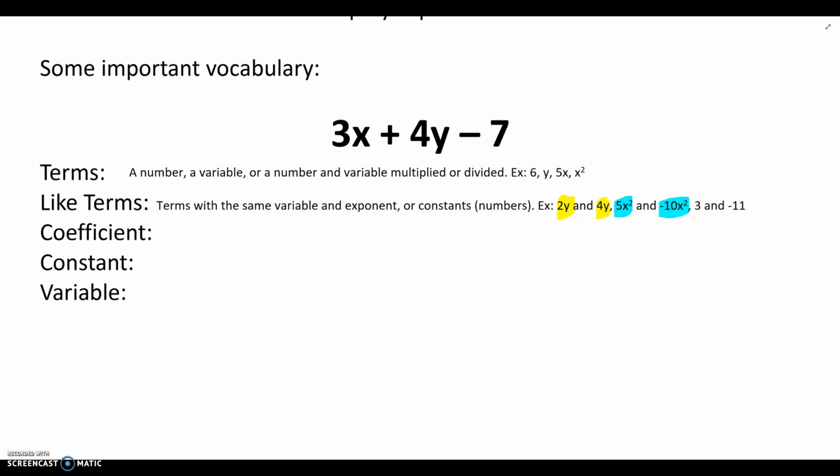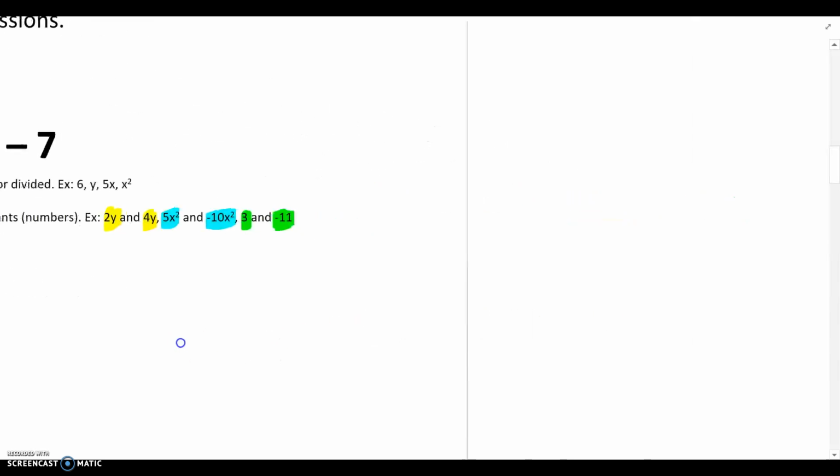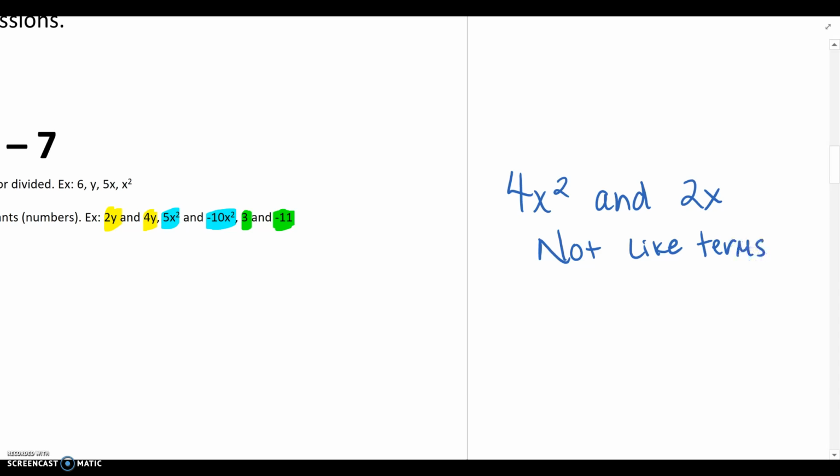And then our last example here is going to be 3 and negative 11. Those are both constants or just numbers all by themselves without any variables. So that's what a constant is, a number by itself without variables. And all constants will be considered like terms. What would not be considered a like term, for example, would be 4x squared and 2x. These are not like terms. And the reason why is because one of them has an x squared and one of them just has an x. They have to have the same variable with the same exponent in order to be considered like terms.